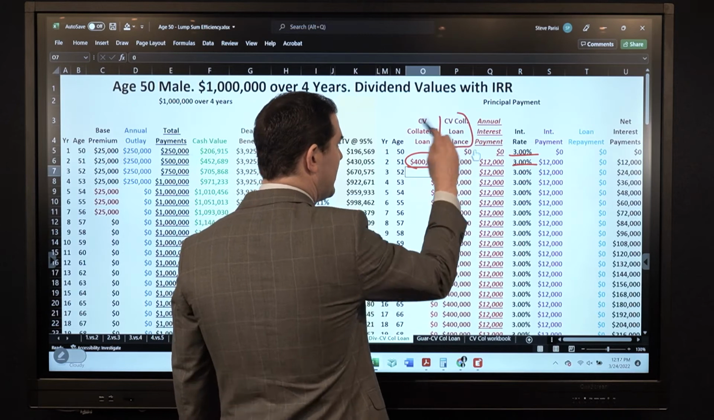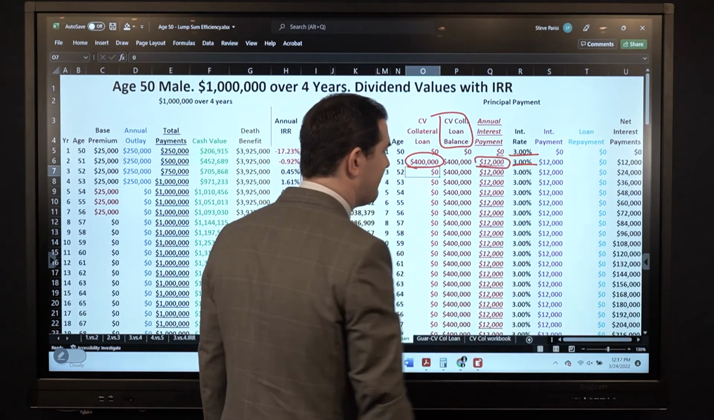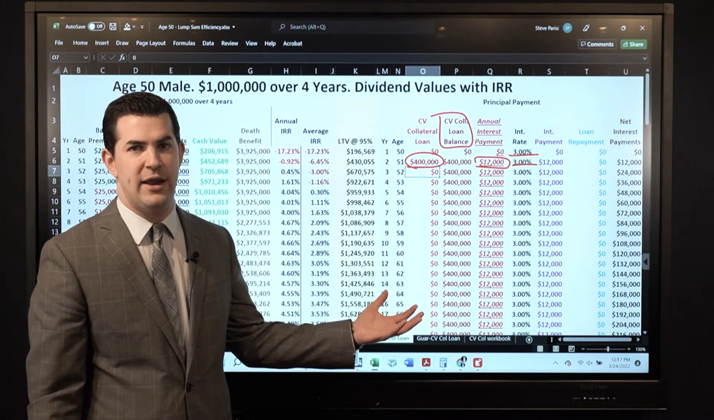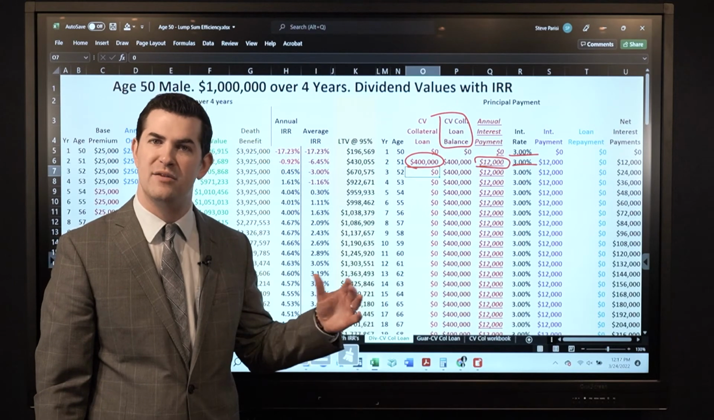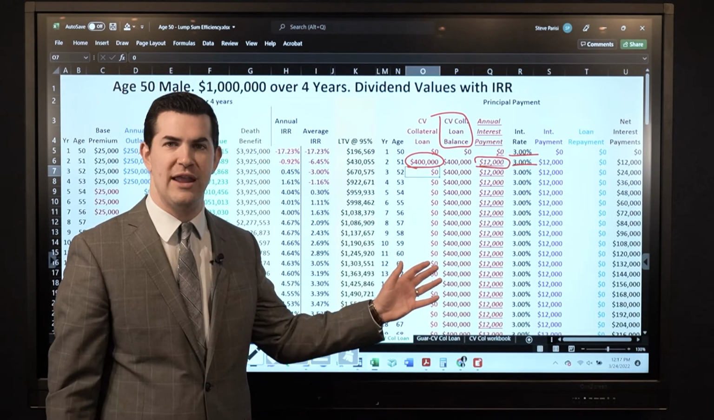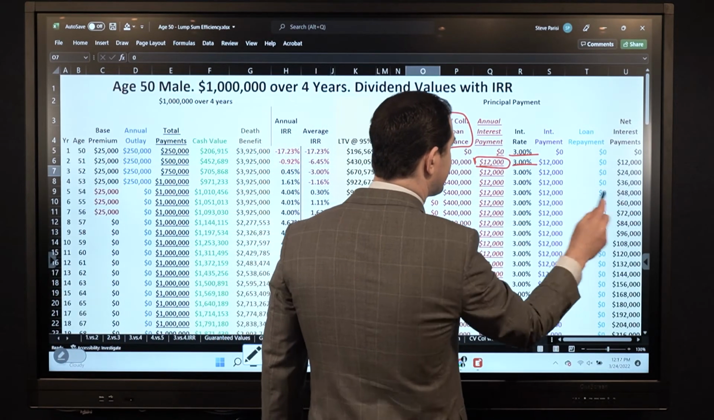$400,000. Here's my loan balance. 3% of 400K is $12,000. Now this is based on an annual interest, so annualized. If we're paying any of the loan balance down over the course of the year, obviously that is going to chop down the actual interest cost here. But there we go with the 12K.